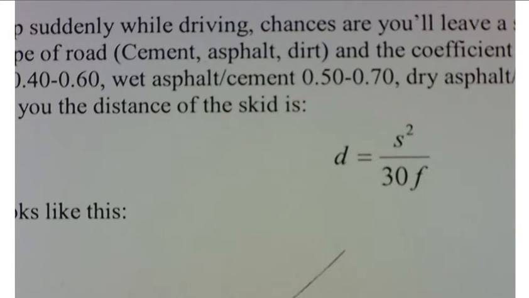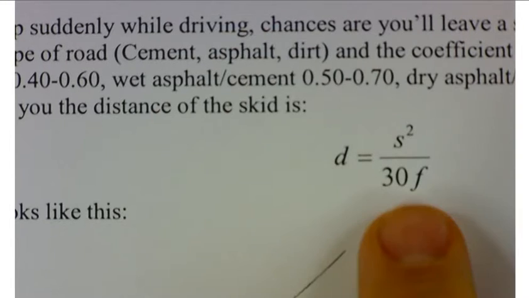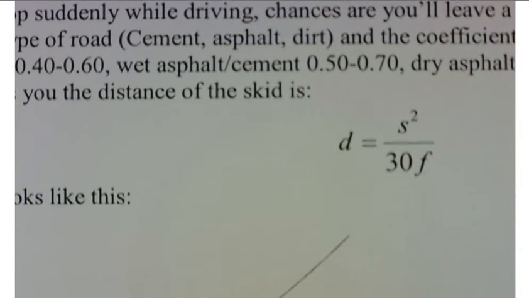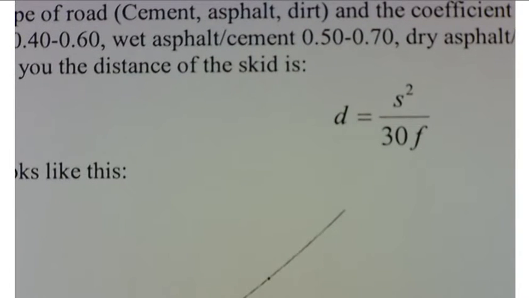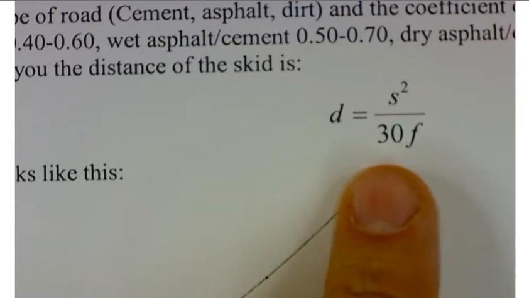Now, we're not going to use anything nearly so sophisticated. We're just going to look at something that you might look at if you're viewing a scene of an accident and trying to figure out, well, what happened? How fast was the driver going? So there's a formula like this.